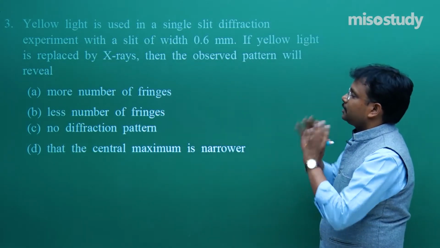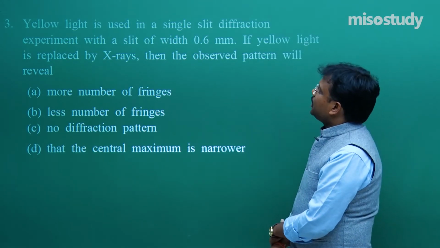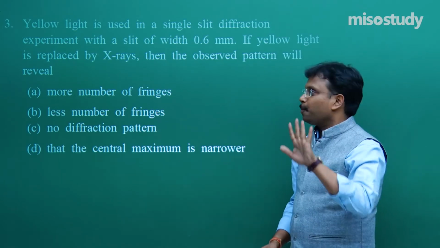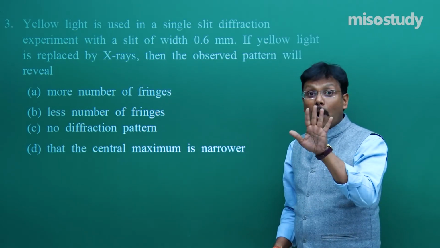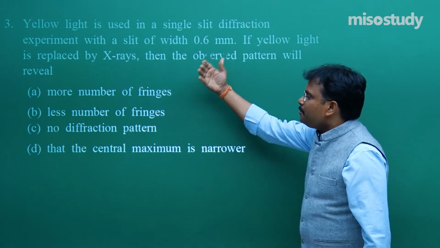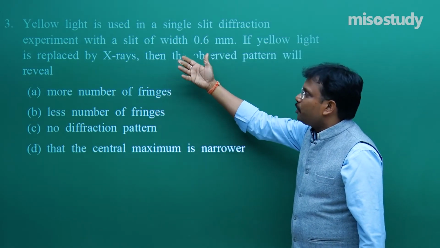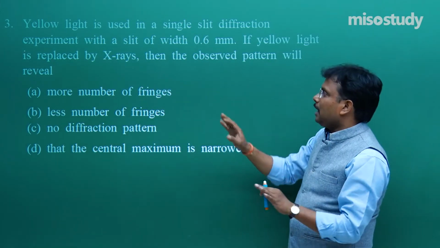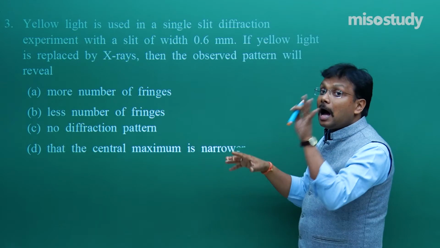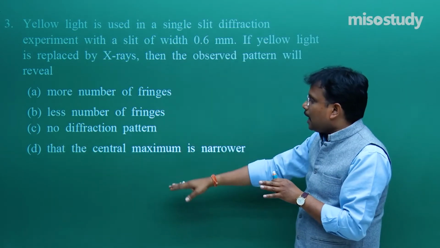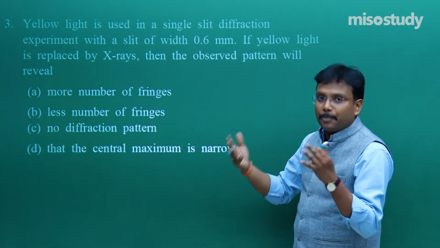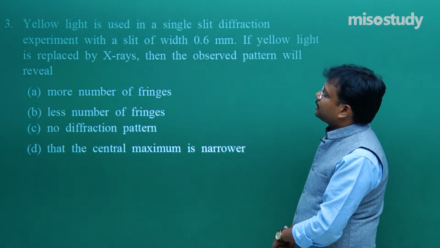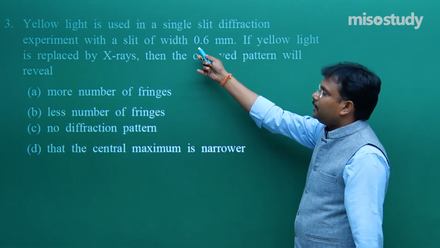First we will try to understand. Yellow light is used in a single slit diffraction experiment. My suggestion to all of you is to stop your video here. Why? Because a similar type of statement or question I just discussed in question number 2. Now if you stop your video, you can read it, think about it, try it, and after that run the video, so that you can match your approach. So yellow light is used in a single slit diffraction experiment with a slit of width d.